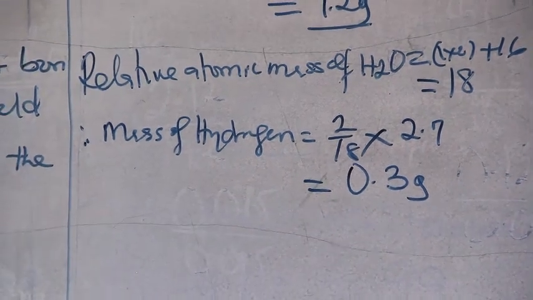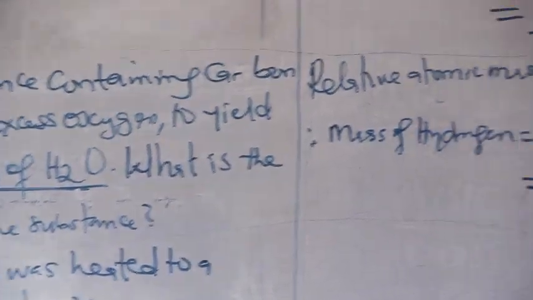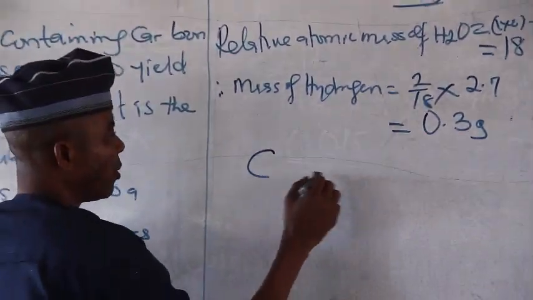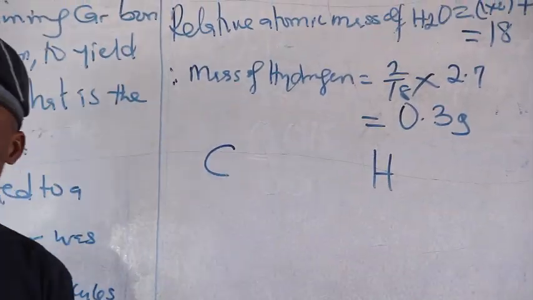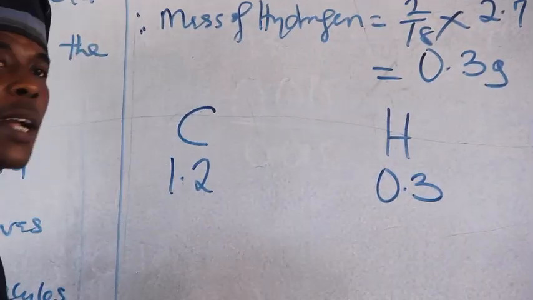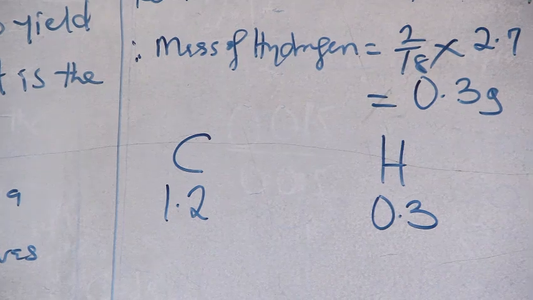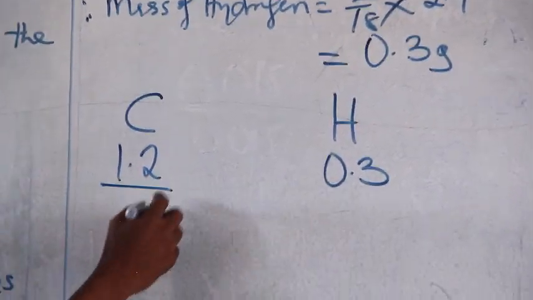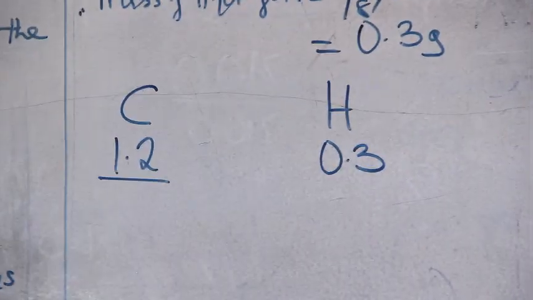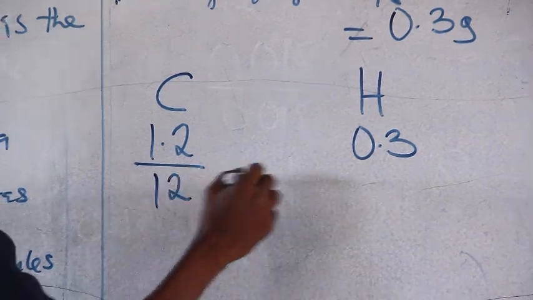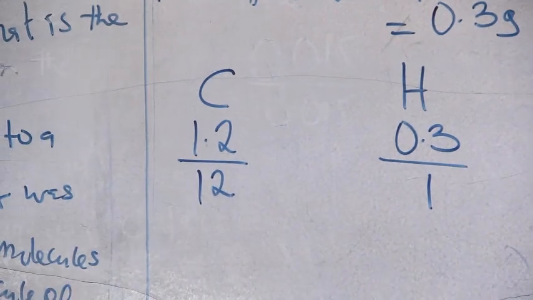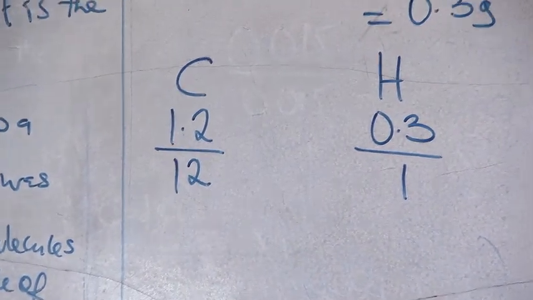Now we know the mass of carbon and the mass of hydrogen. So we have carbon and hydrogen, these are the elements that are present there: 1.2 and 0.3. You can now divide them by the atomic mass. What is the atomic mass of carbon? That is 12. And the atomic mass of hydrogen is 1. What is 1.2 divided by 12? 0.1.